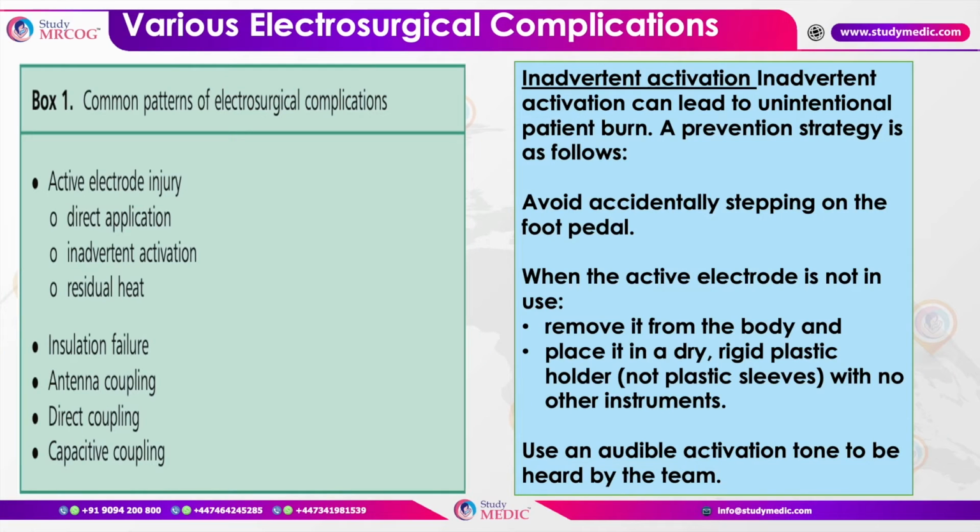Then about the injuries associated with electrosurgery. There are various patterns of injury. There could be active electrode injury, which could be because of direct application or inadvertent activation of the electrodes, or because of residual heat. Or there could be injury because of insulation failure. And there are three types of coupling, which I'll be briefly discussing now: antenna coupling, direct coupling, and capacitative coupling.